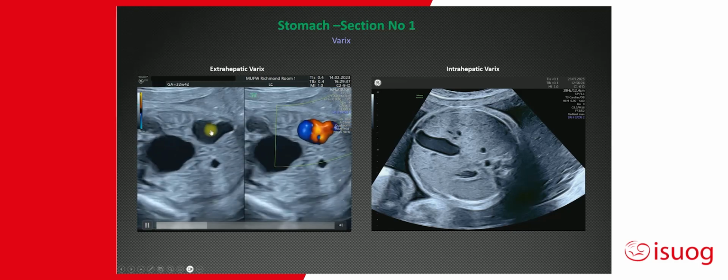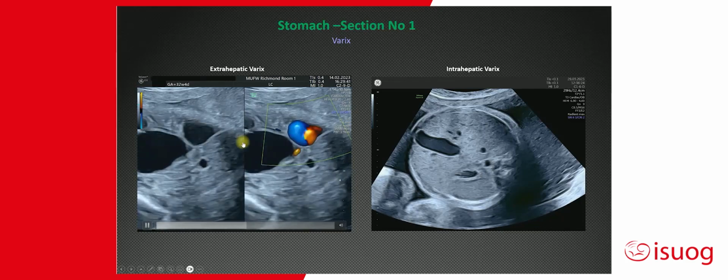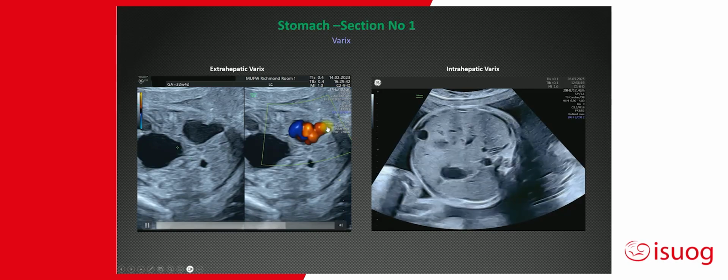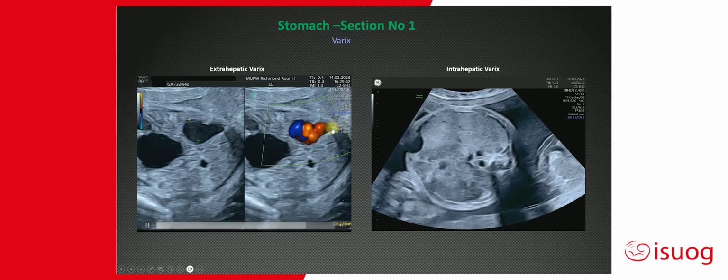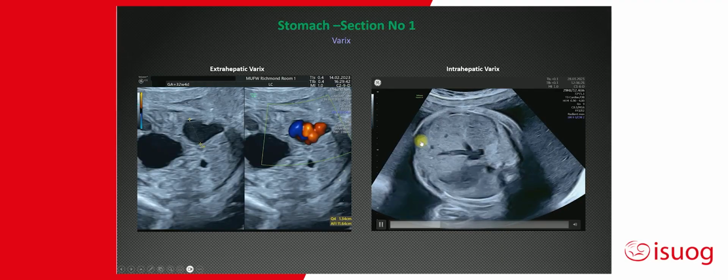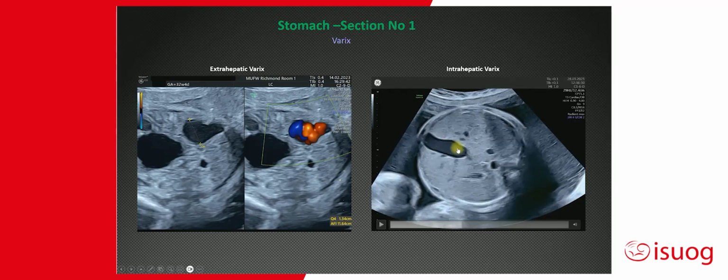We use a cutoff of more than 8 millimeters, and this is obviously more than 8, around 13 millimeters, with turbulent flow. They're not always extrahepatic. This is just after the point of cord insertion. Some of these are intrahepatic dilatation, and you can see this case here, more than 8 millimeters, with very obvious dilatation of the intrahepatic portion of the umbilical vein.